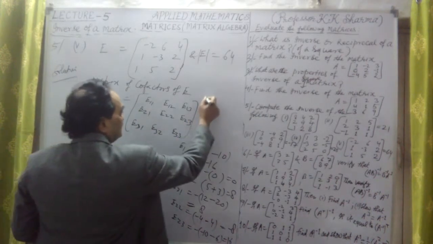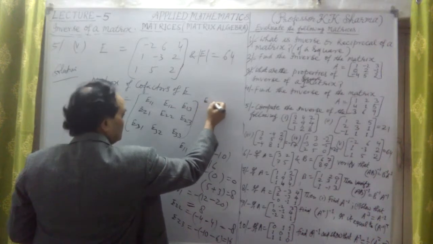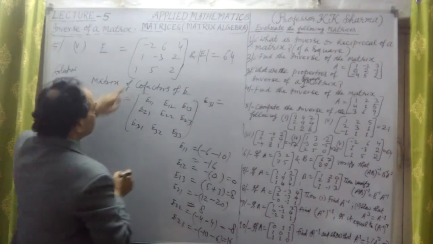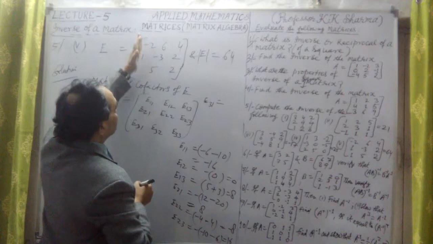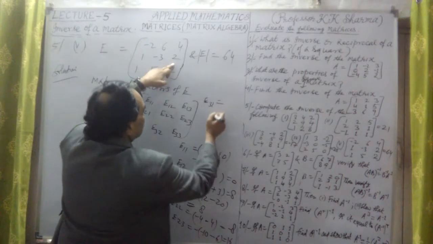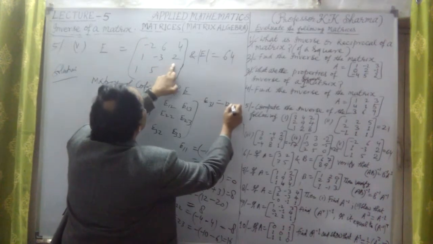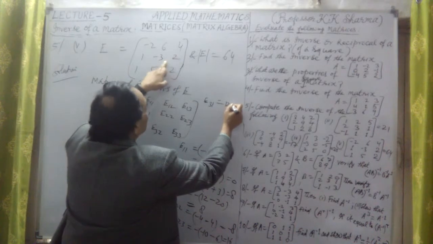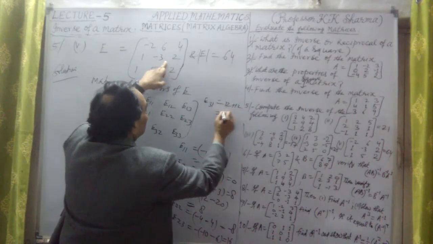Then A3, related to A3, 1 of 1 is left out, so 60 of 12. It is 12, minus 12 plus 12, 22.